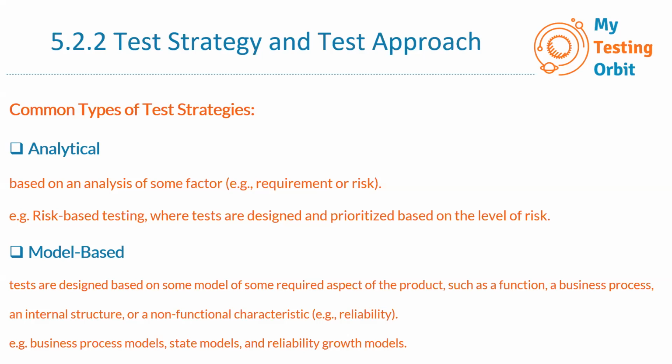For example, business process models, state models, and reliability growth models. I'm sure we are familiar with business process models, which is any model defining the business processes, and state models, which we covered in the state transition diagrams, where based on different conditions and events, there are transitions from one state to another. And a reliability growth model is a model of how the system reliability changes over time during the testing process.